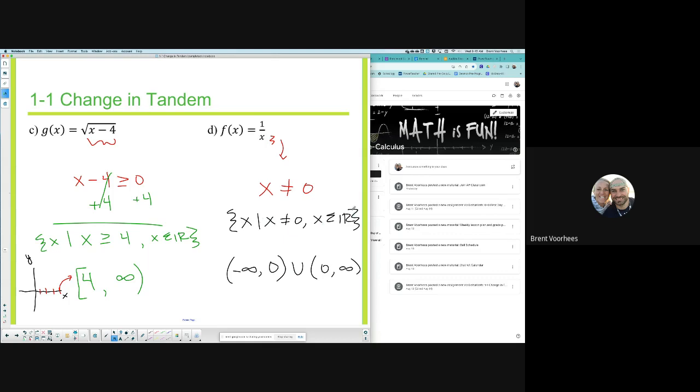So in set builder, you can write what x is greater than or equal to, and you can write what x is not equal to. In interval notation, you only put what x is equal to, the values it can be. But that's how you write that.